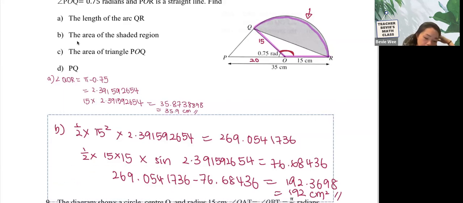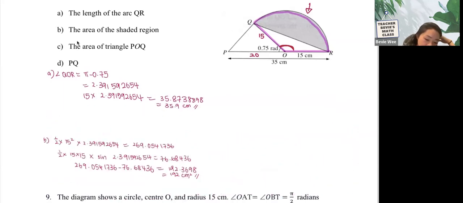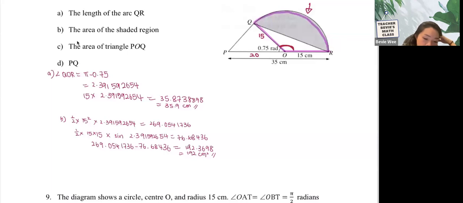Then the next part, they are looking for area of triangle POQ. So I move on to another portion here already. POQ, it's here. Okay, same thing, angle, V-shape, angle in between. But this time round, it's not an isosceles. So where should your V-shape be at? The 20, 15, and 0.75, right? Because that's the only angle that you have.